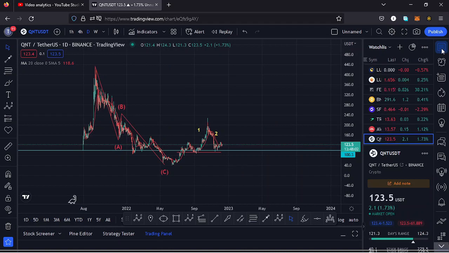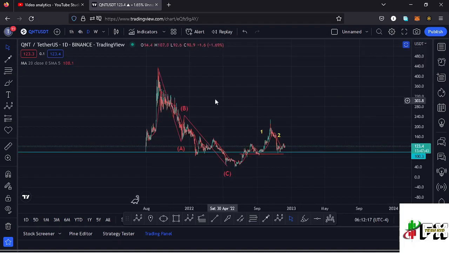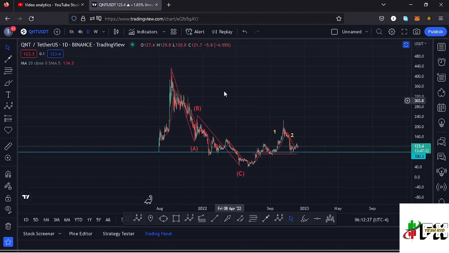I'll be giving you a price prediction update on Quant, whose current price stands at the $123.5 mark, and here on TradingView the market is up by 1.73%. In this video I want to give you the short-term and the long-term scenarios that I expect to play out, basing my analysis on the Elliott wave structures, the Fibonaccis, and also the key areas of support and resistance. Allow me to kickstart the video here on the daily chart by giving you a brief of what has been happening here on the Quant chart.